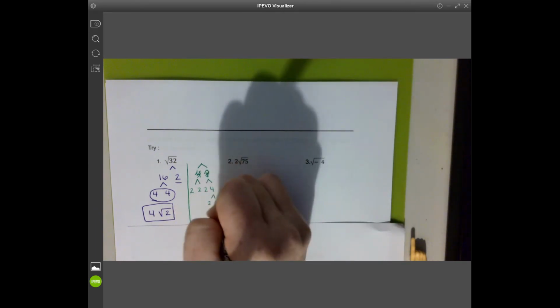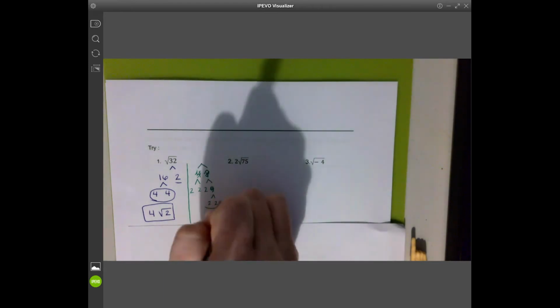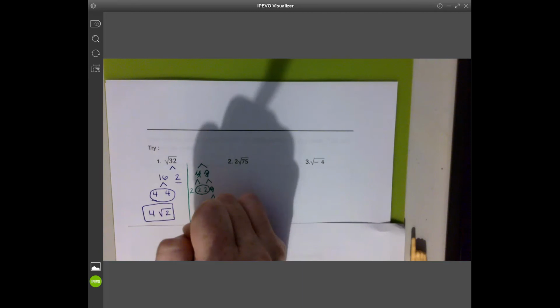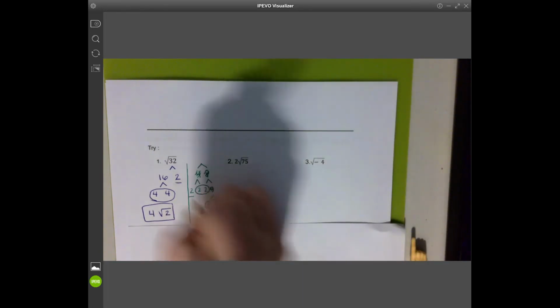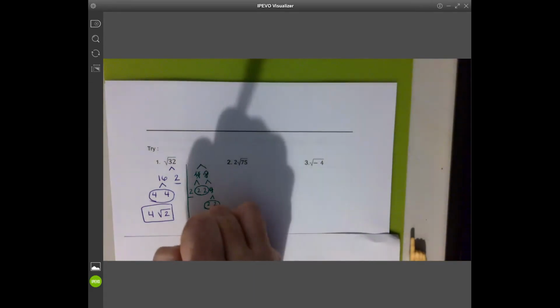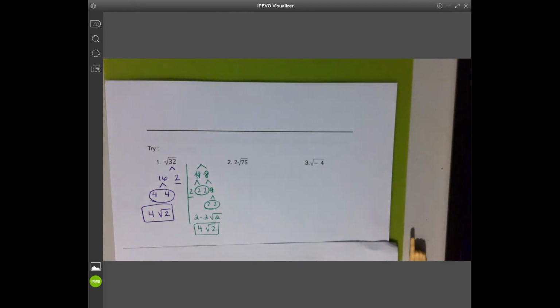And this is 2 and 2. All right, so here we have our list. We have 1, 2, 3, 4, 5 2s. This is one pair. This is a second pair. So what that looks like is it's going to be 2 times 2. And then the last 2 gets on the inside. 2 times 2 is 4, square root of 2. So again, it's all about the numbers that you pick, breaking it down.